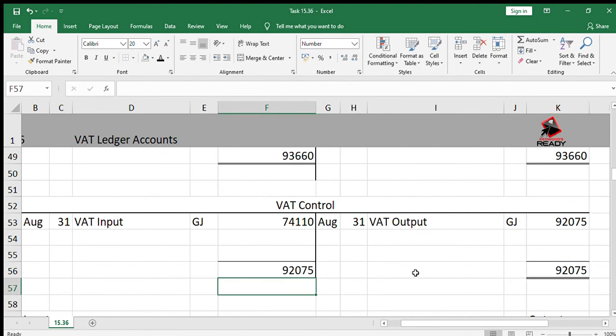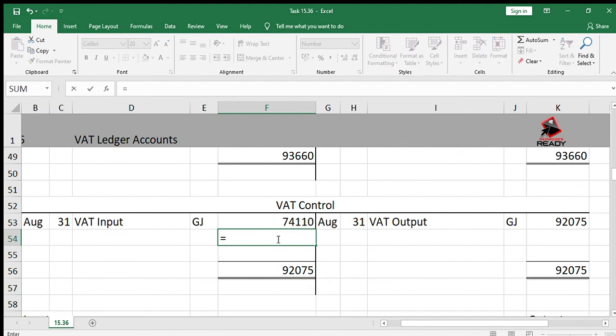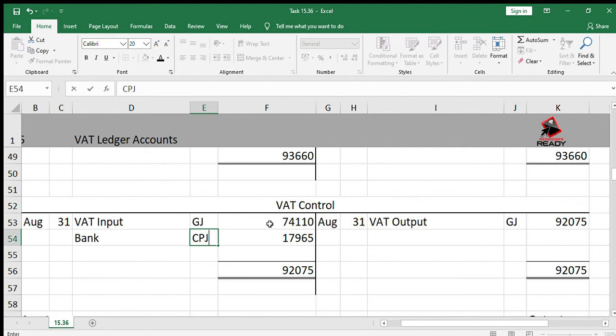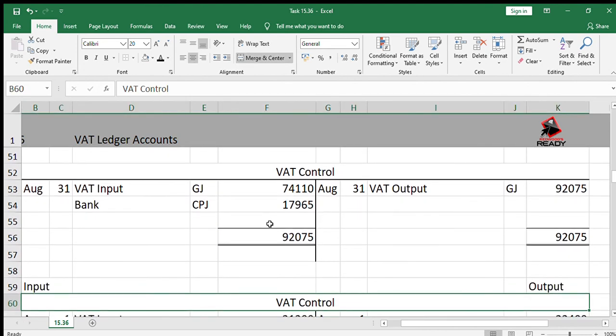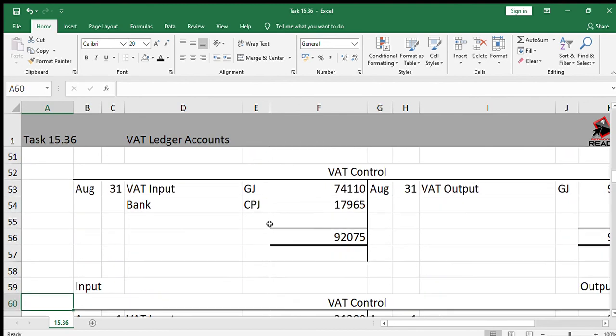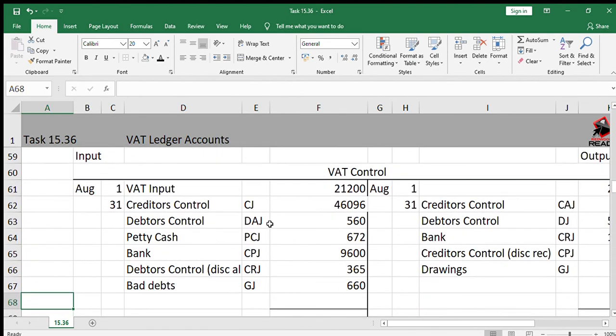I'm going to work out the difference. So 92,075 minus 74,110 is the amount that the business is owing SARS. And the note tells us that it was paid. So because it was paid, instead of saying balance carried down and balance brought down, we'll just say bank CPJ. And so that account closes off. Now that was if we're doing the VAT output, the VAT input, and the VAT control account. And this is if we're only doing the VAT control account.